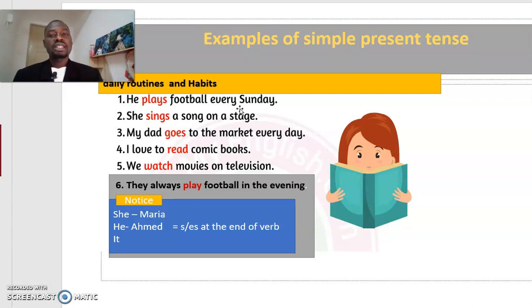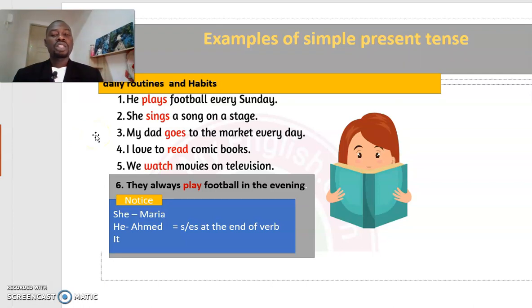So that's why in this sentence we use "he plays football every Sunday." And "every Sunday" is an adverb of time and shows us when this action is happening. So it happens every Sunday. The second one is "she sings a song on a stage." So this is also a routine, what she does, she sings a song on a stage.